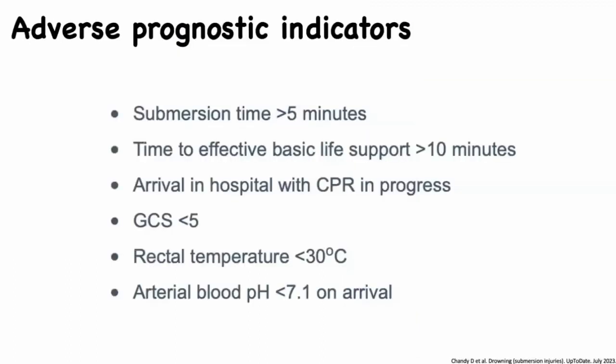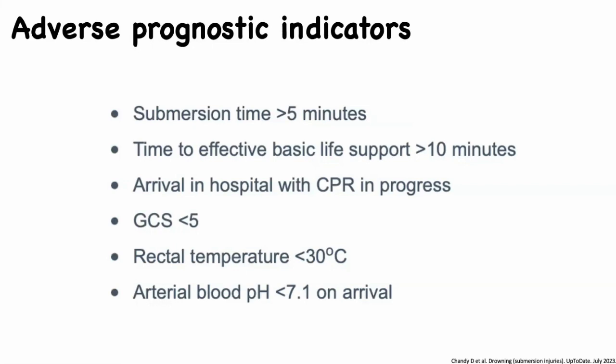What are some of the adverse prognostic indicators? So if the patient is submerged for longer than 5 minutes, so we know short is good, we know that more than 25 is bad. If there hasn't been BLS on scene, so if there's been no bystander CPR, if there hasn't been layperson CPR or BLS or ILS crew or lifesaver didn't get there soon, so if it's more than 10 minutes before CPR was started, well, we know that's going to be bad.